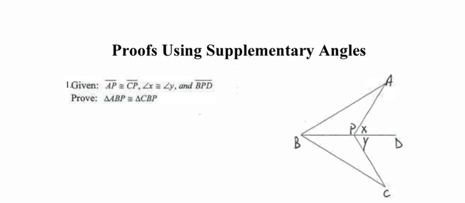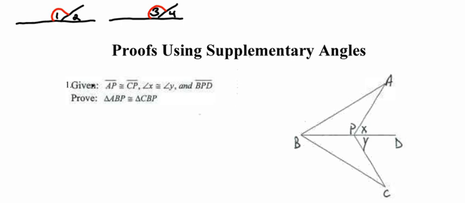So if I think about what this looks like in a picture, angles 1 and 2 would be supplementary angles because they form a linear pair and add up to 180 degrees. Likewise, angles 3 and 4 would be supplementary angles because they too form a linear pair and add up to 180 degrees. And let's just suppose for a minute that we knew that angle 1 was congruent to angle 3.